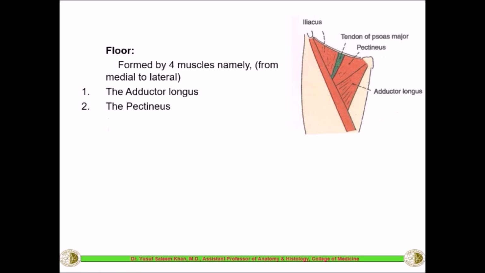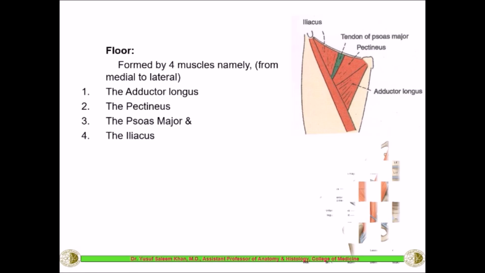The second muscle is the pectineus. Here you can see, this is the pectineus. Then there is the tendon of the psoas major, and then we have the iliacus. The psoas as well as the iliacus together are called iliopsoas. So these are the four muscles which will form the floor of this triangle. The adductor longus medially, then the pectineus, and lateral to that the tendon of the psoas major, and the most lateral the iliacus. These are the four muscles from medial to lateral side.